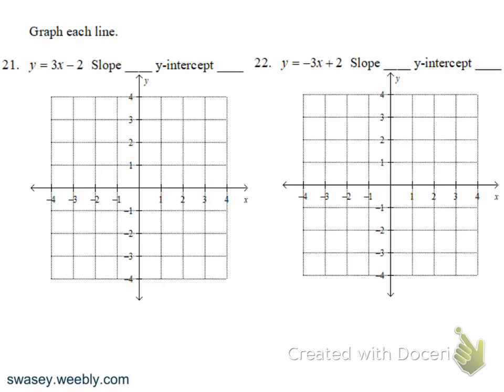Number 21, to graph this line, we need to think about our slope and our y-intercept. These are in slope-intercept form. Y equals mx plus b, where m is the slope and b is the y-intercept. So our slope on the first one is 3. We'll write that as a fraction, 3/1, and our y-intercept is -2. So plot a point at -2 on the y-axis, then go up 3 to the right 1, and we'll put a point.